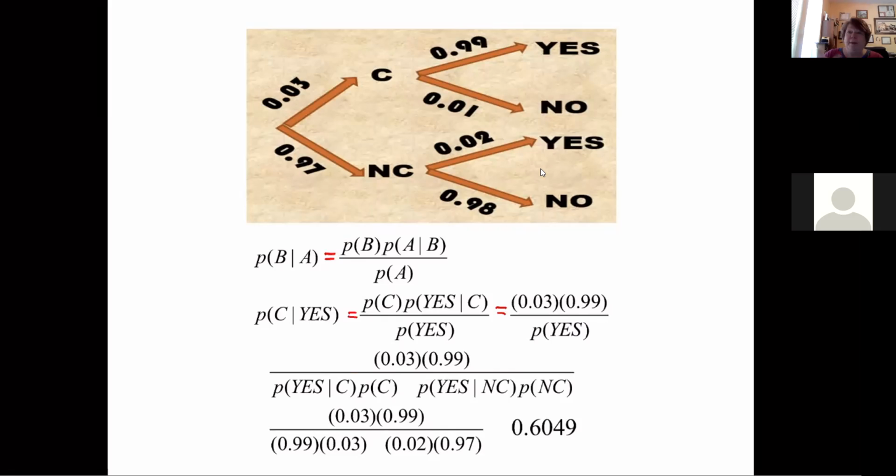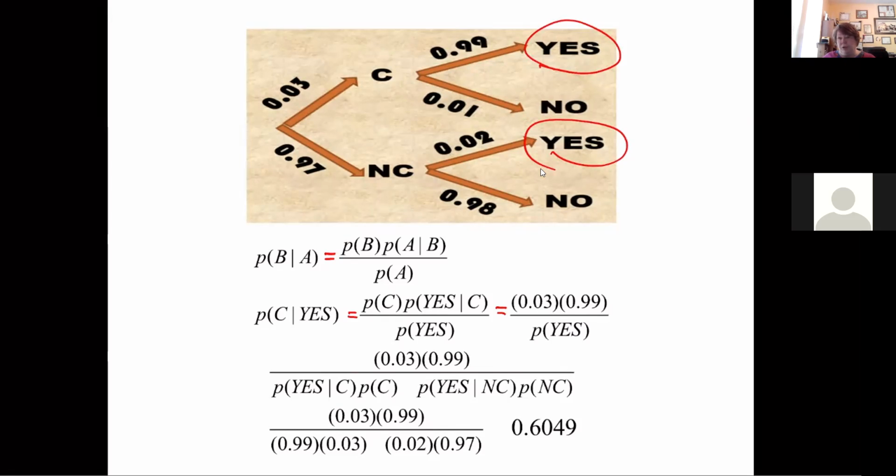Now, I do know what the probability of having this type of cancer is. That's the 0.03. And I do know what's the probability of testing yes if I actually have the cancer. The test is 99% accurate. So I do know what the numerator of this is, but I don't know what the denominator is. And that's where this tree chart is invaluable, because where do we have two yeses? Well, we have two yeses right here.